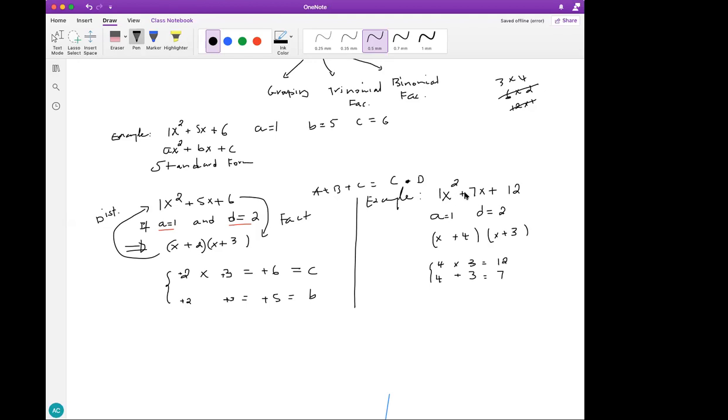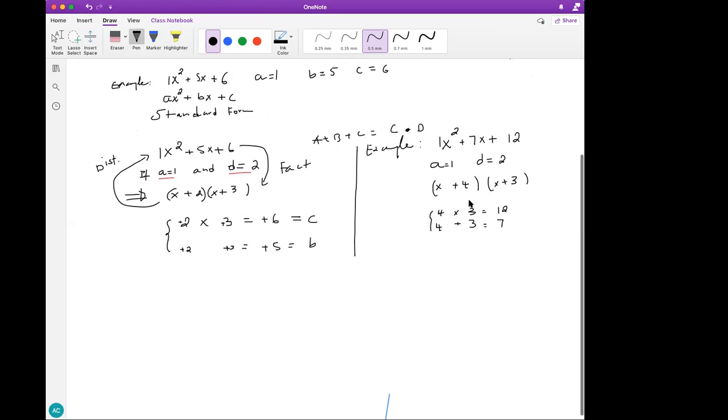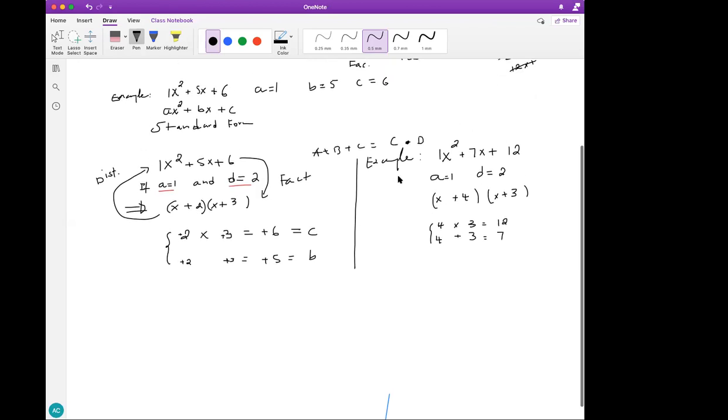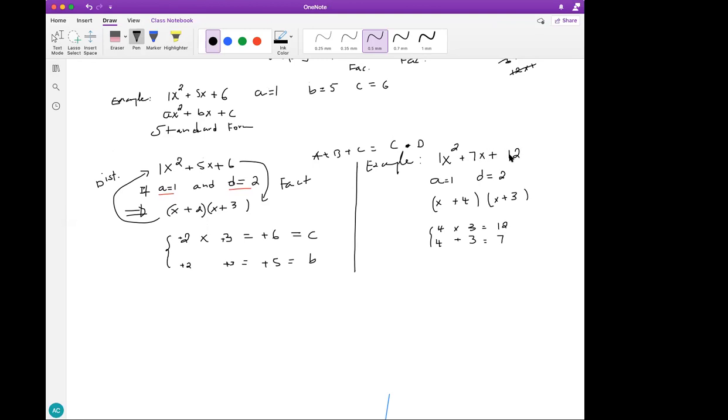7 you can get in many ways: 1 plus 6, 2 plus 5. You can get it in different ways, but the multiplication is usually limited. So start with the multiplication, and this narrows it down to one option to find this number B. Okay, so with addition, no problem. Two numbers multiply to this and add up to this.